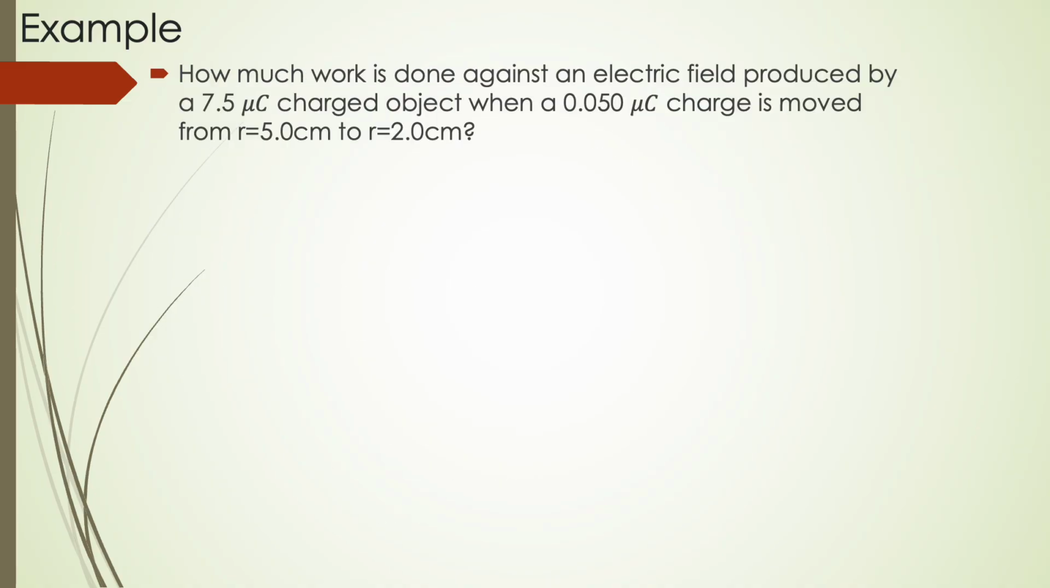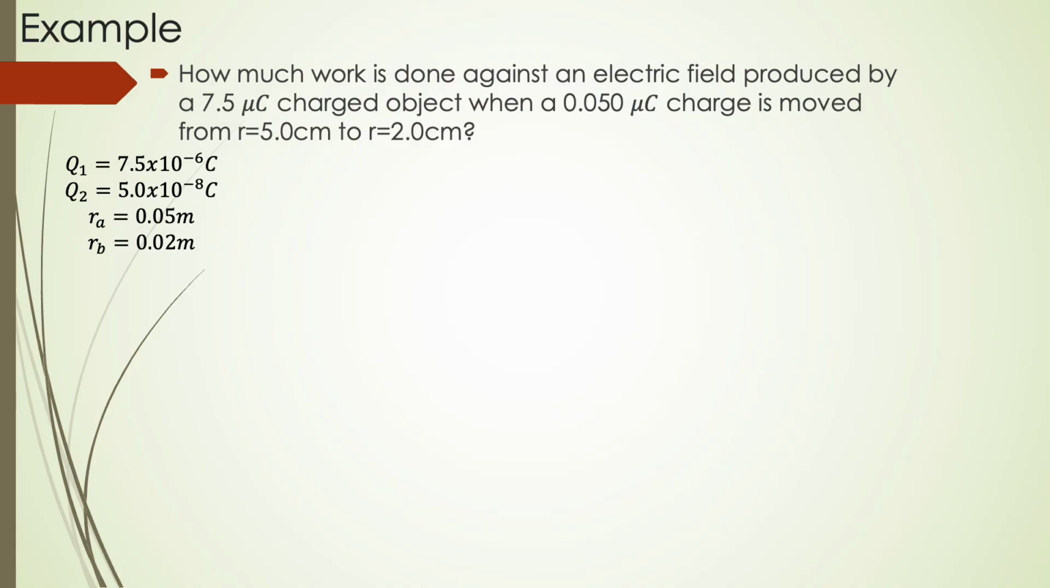Okay, next example. How much work is done against an electric field produced by a 7.5 microcoulomb charged object when a 0.05 microcoulomb charge is moved from 5 centimeters to 2 centimeters away? So we'll start by writing out some basic values we're given.